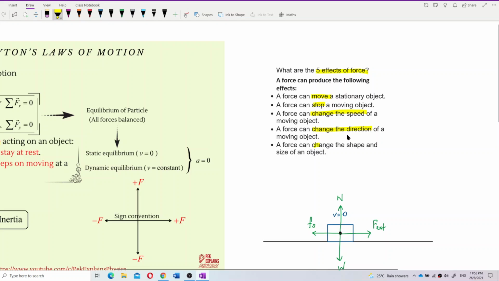A force can also change the shape and size of an object. That means, like, you can compress a sponge. Let's say you grab a sponge and compress it in your hand. So a force can change the shape of the sponge. Even the impulsive force during an accident can deform the car, can change the shape of the car. So these are the effects of force.